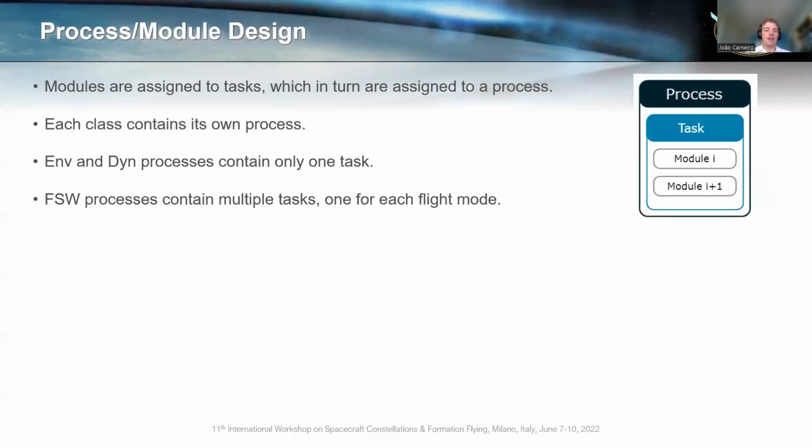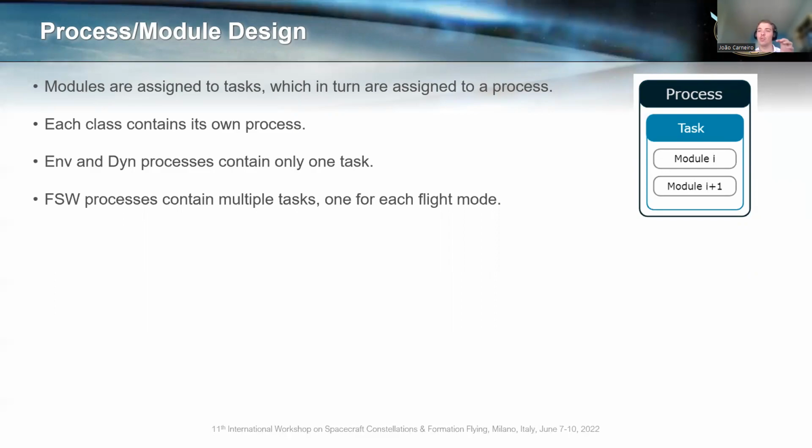So in Basilisk, each module is assigned to a task, and then each task is assigned to a process. For this work, each of the classes that I mentioned, the environment and then the dynamics and flight software classes for each spacecraft, each of them contains its own process. However, whereas the environment and dynamics processes only contain one task where all the respective modules are contained inside, each flight software process contains multiple tasks. And that is because we want each task to correspond to a different flight mode.